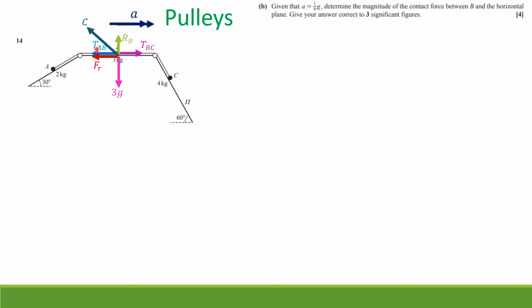So we can ignore the TAB and the TBC now, and the 3g. They're irrelevant forces. We're only interested in these two forces going up and across to be able to work out this normal contact force. But these other forces, the TAB and the TBC and the 3g, will be important in being able to work out the value of RB and the friction.